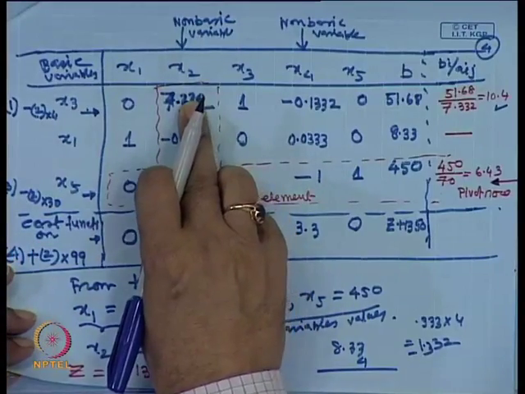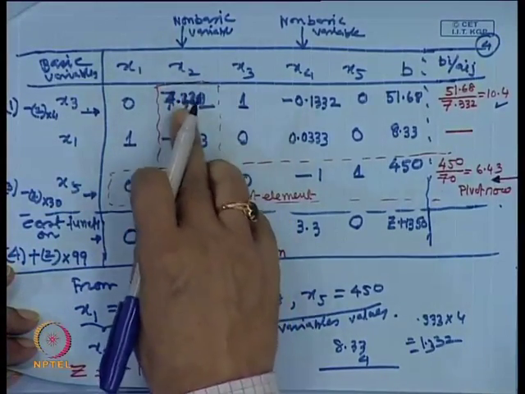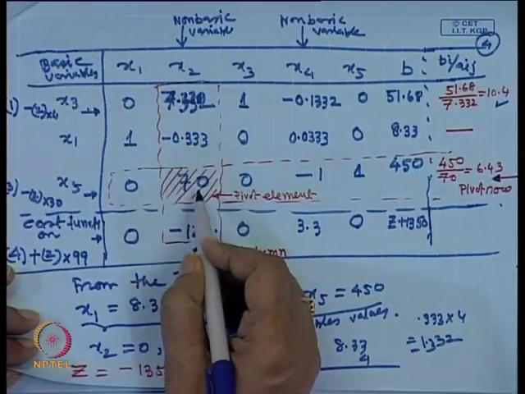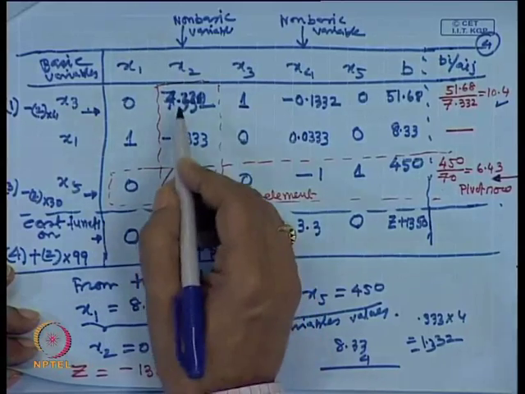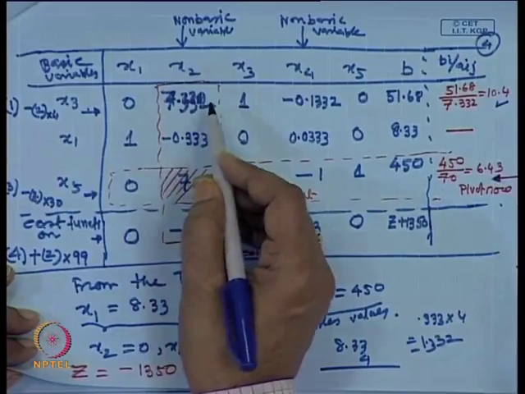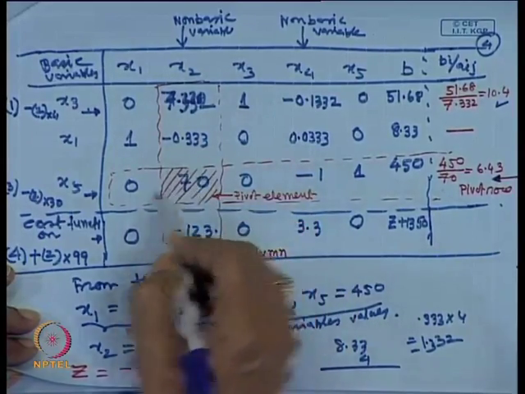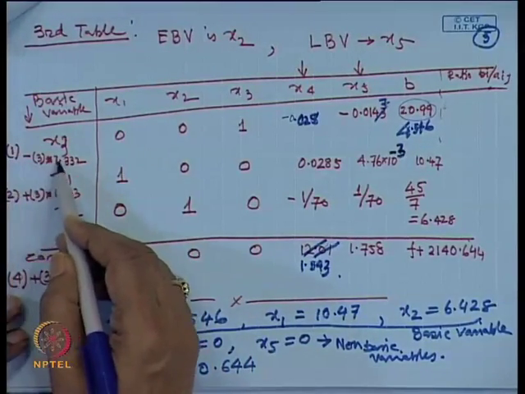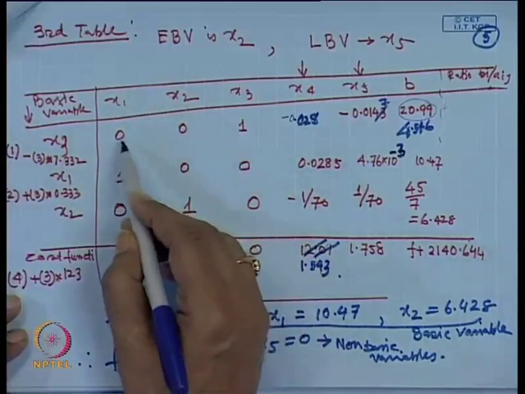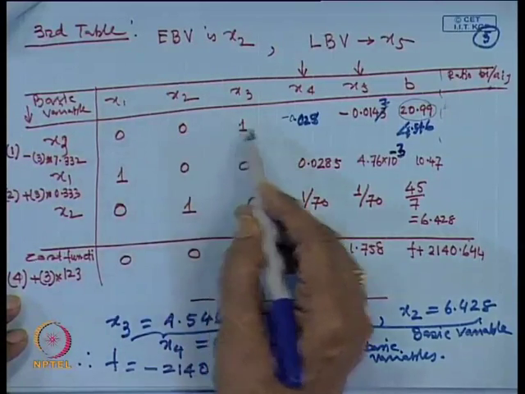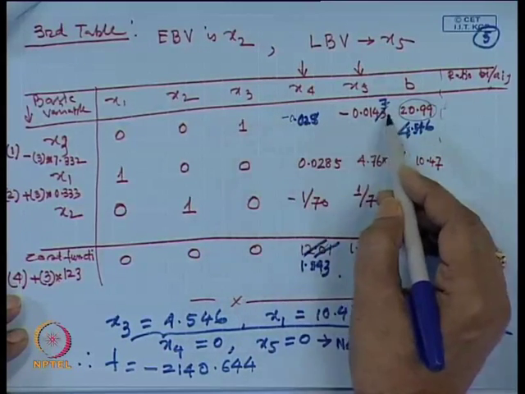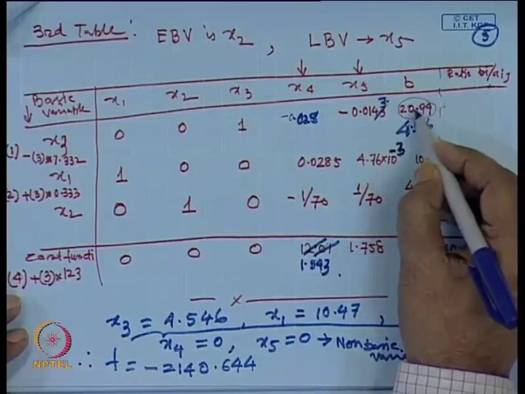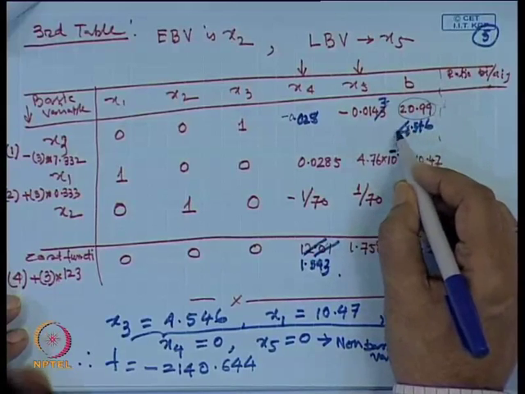To eliminate the x2 coefficient from equations number 1, 2 and 4, I have to multiply equation number 3 by the coefficient 7.332 and subtract it from equation number 1. So, I have written 1 minus 3 multiplied by 7.332. If you subtract, that will come 0, 0, 1, minus 0.28 and minus 0.147, and in the last class we wrote 20.9. This is a mistake. We have to write 4.546.